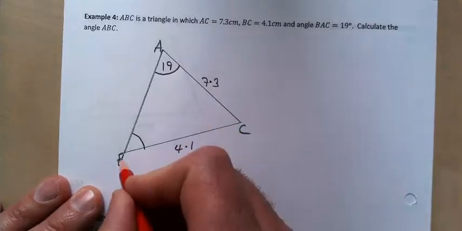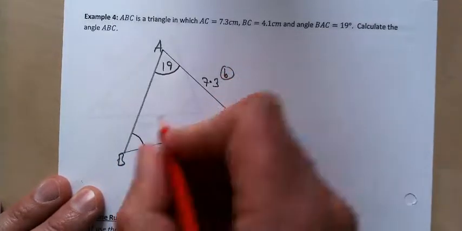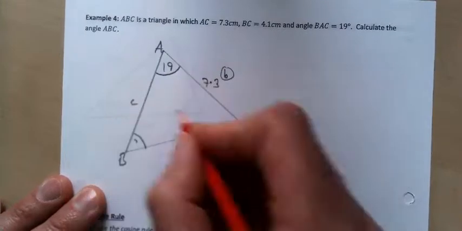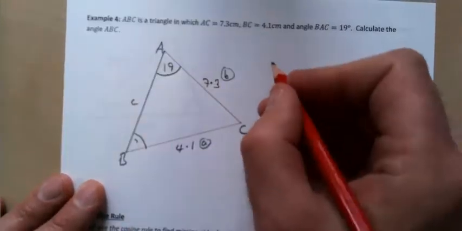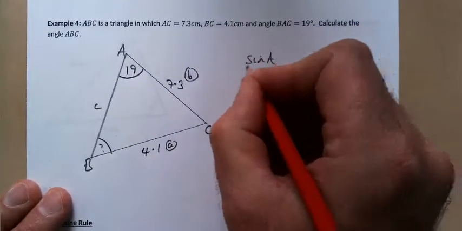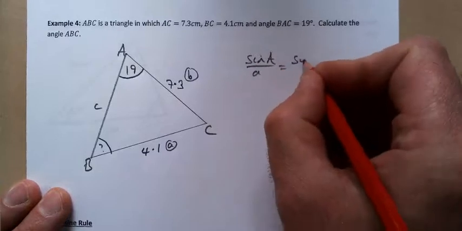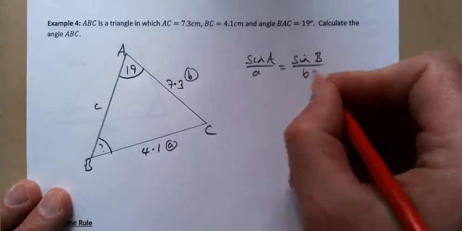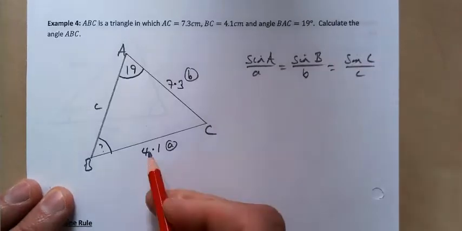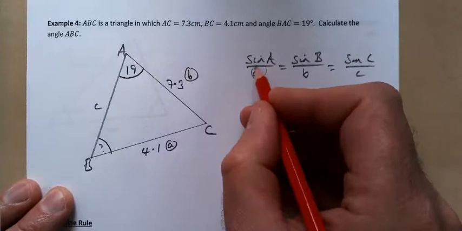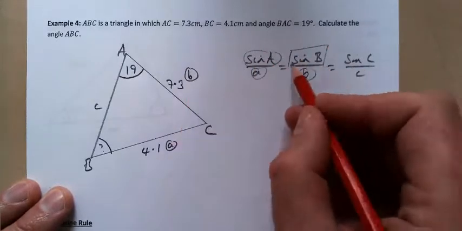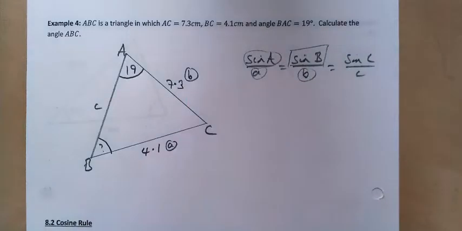So we want to check and see if we have a set. So if that's B, that's a small b. That's A, so that's small a. And if that's C, that's small c. I'm finding an angle, so I'm going to flip the sine rule upside down. So I'm going to go for sine A over a equals sine B over b equals sine C over c. Which ones do I have? I have an A and an A, so I have my set. That means I can use the sine rule, and I have B, and this is the one I want, sine B, and then I can do inverse sine to work it out.